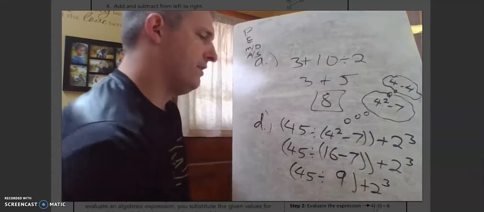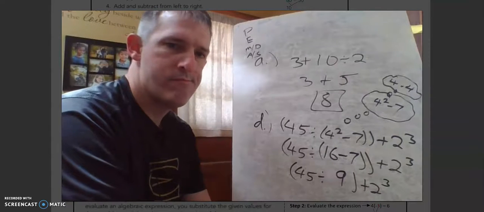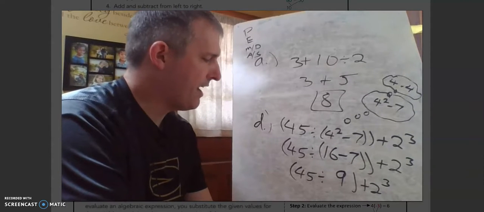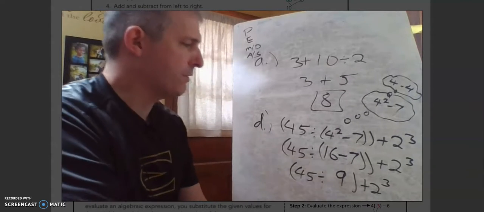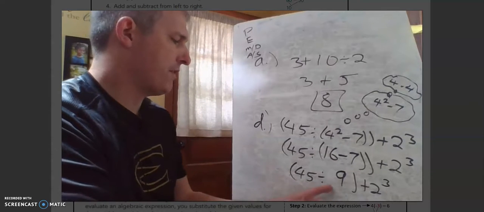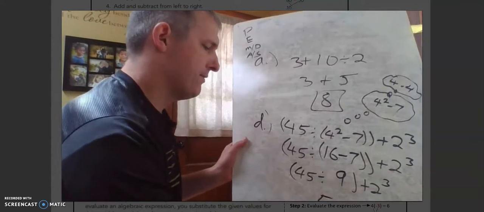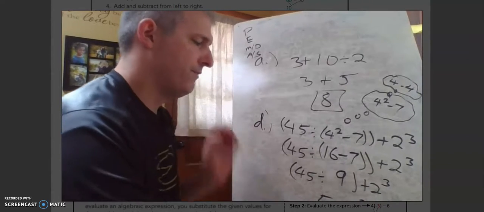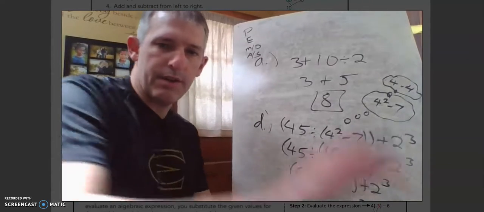plus 2 to the third. 45 divided by 9 looks like what I need to do next, right? Okay, 45 divided by 9 is 5 plus 2 to the third. And then I need to do this exponent. Oops, can't quite see what I'm doing there.